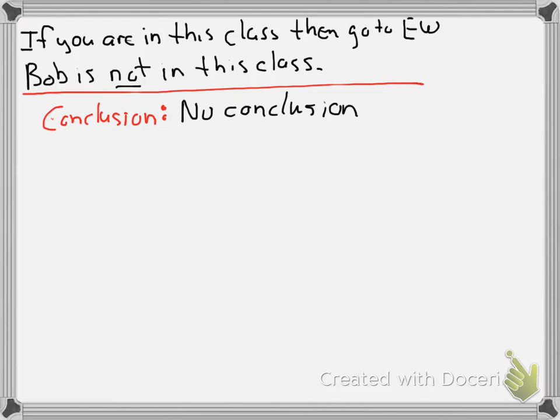If we think of this logically, knowing that he's not in this class, maybe he's somebody else at Edgewood and does go here. Maybe he's just some guy down at the 7-Eleven that doesn't go to Edgewood. We just don't know. So we can't draw a conclusion. Let's look at another one.